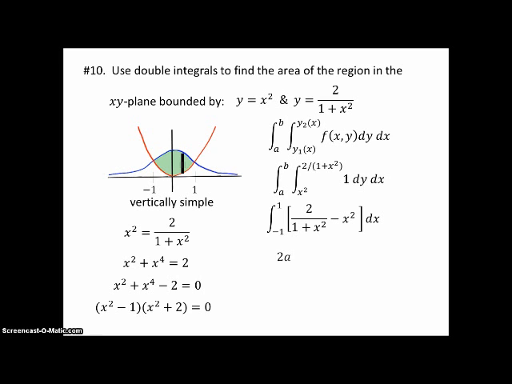So we'll integrate that, and we get 2 arctan x minus 1/3 x cubed from negative 1 to 1. Plugging in our values, we get pi over 2 minus 1/3 for x equals 1, and negative pi over 2 plus 1/3 for x equals negative 1, which simplifies to pi minus 2/3.